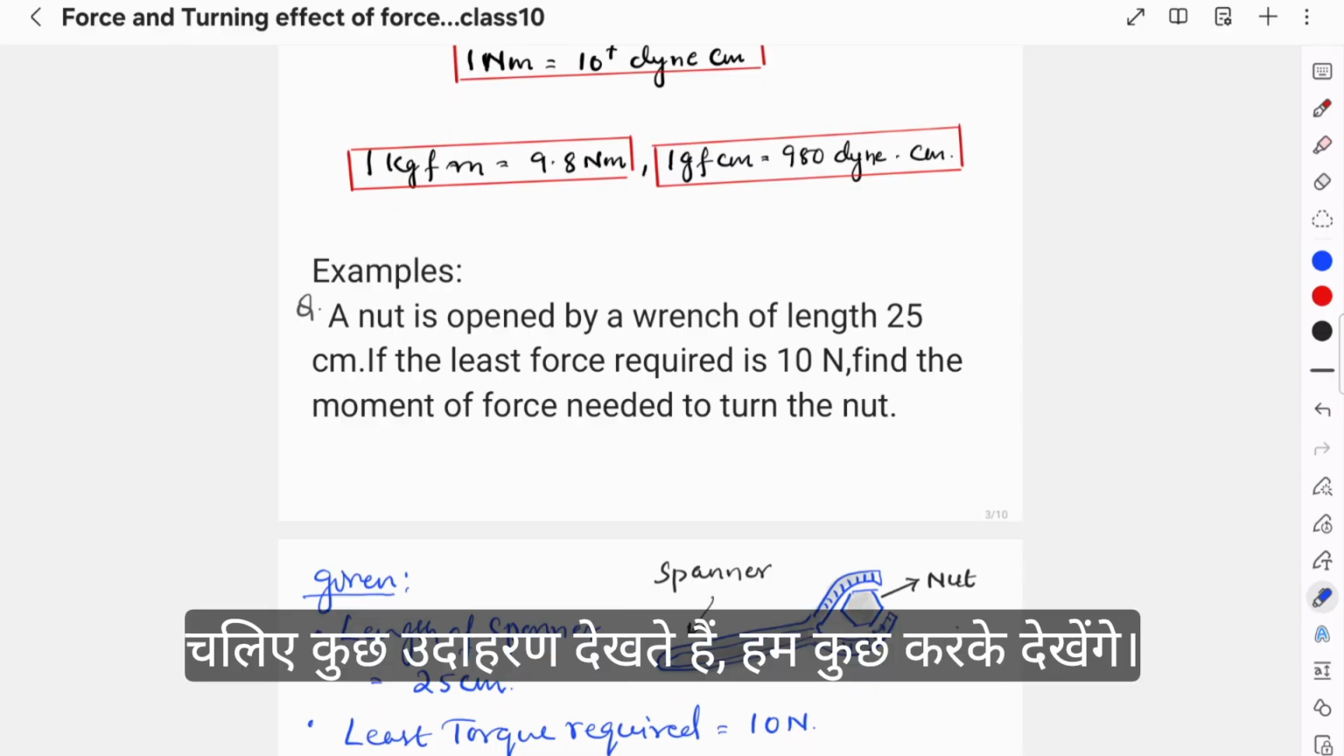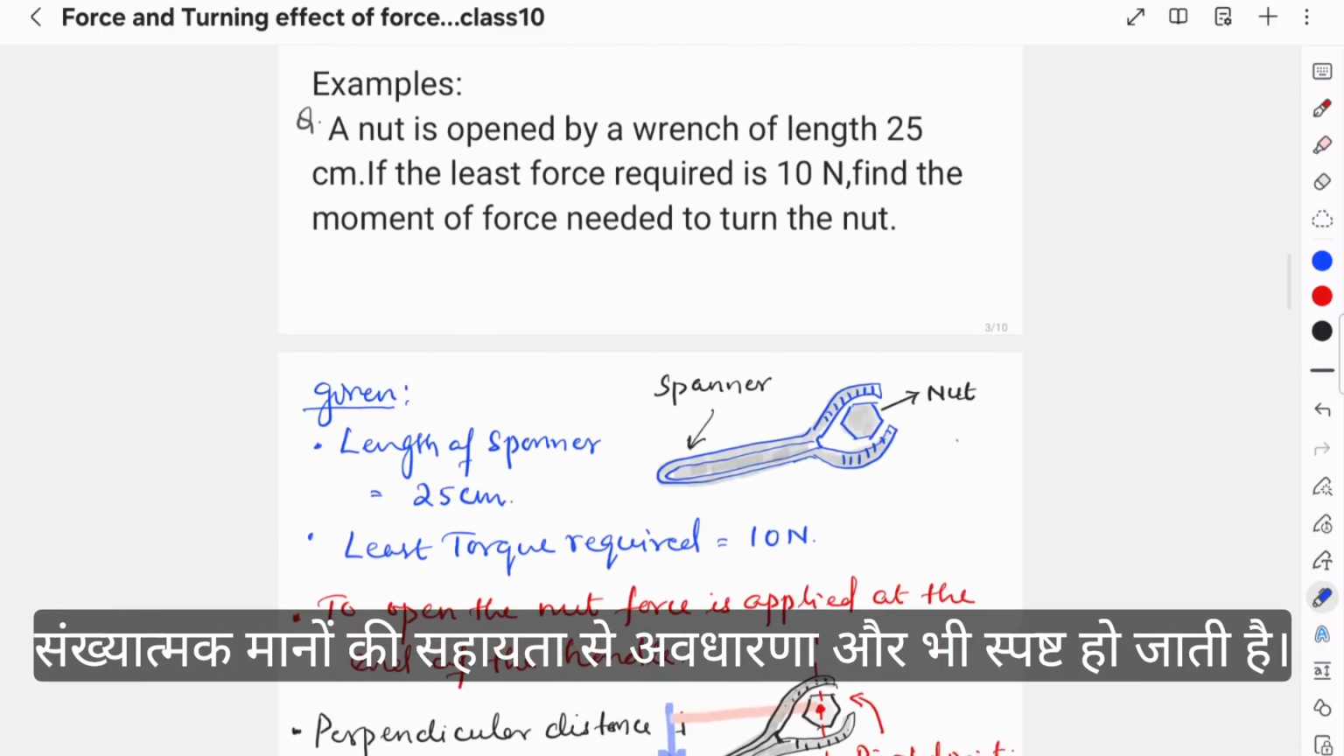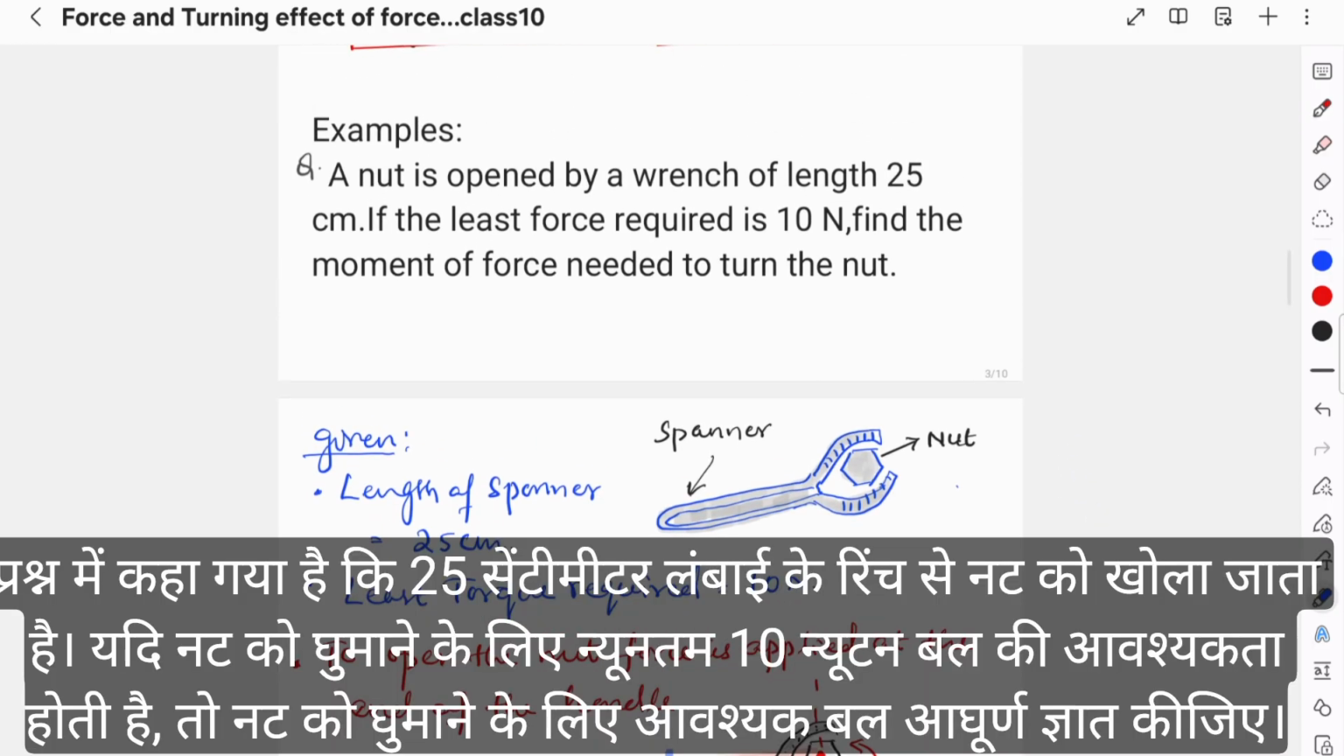Now let's see some examples. We'll do some numericals so the concept becomes even clearer. Now let's see the first question. The question says a nut is opened by a wrench of length 25 cm. If the least force required is 10 Newton, find the moment of force needed to turn the nut.